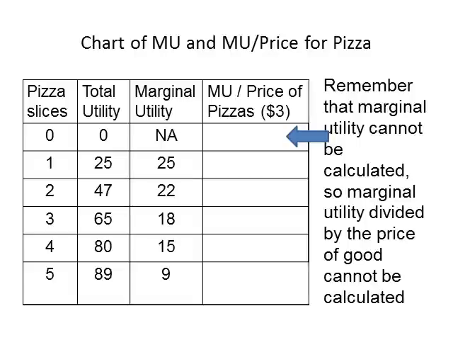In the first row of the marginal utility column, there is no marginal utility because it could not be calculated from the information given. As a result, the first row of the marginal utility divided by price column cannot be calculated, so NA is put there to indicate that it can't be calculated.